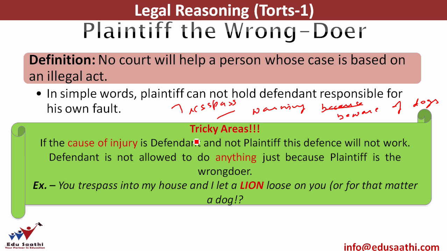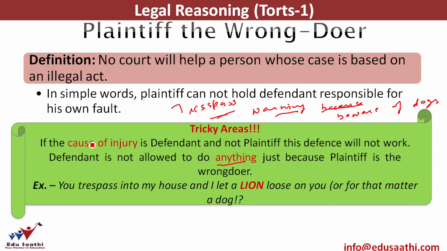Because I entered into the house, first of all, without permission, it was trespass. And then second, there was a warning. The fault was on my part, not on the part of the defendant. So this is the principle where it says that the plaintiff is the wrongdoer and I cannot hold the owner of the house responsible for the harm which has been inflicted upon me due to the dog bite. The tricky areas involved in this principle are, if the cause of injury is the defendant and not the plaintiff, this defense will not work. The defendant is not allowed to do anything just because the plaintiff is the wrongdoer. If the defendant has done something wrong, in that case this defense would not work.